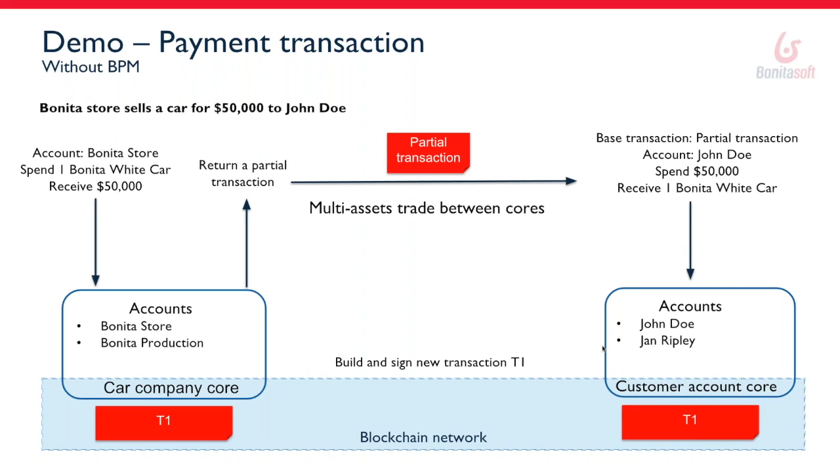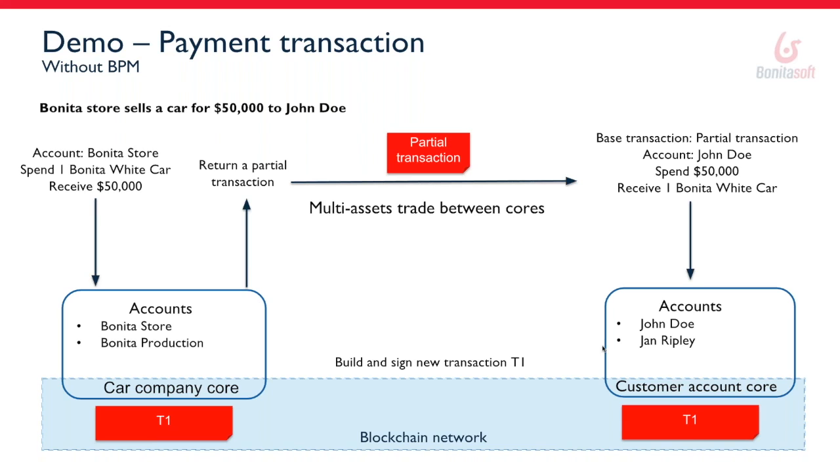Now we have this partial transaction. We can move to the next step, which is connecting to the customer account core and, using the partial transaction we got from the car company core, creating a new transaction and adding more information. Here we're going to say for the account John Doe, I want to spend $50,000 and I expect to receive one Bonita red car. All of that will compose our global transaction.